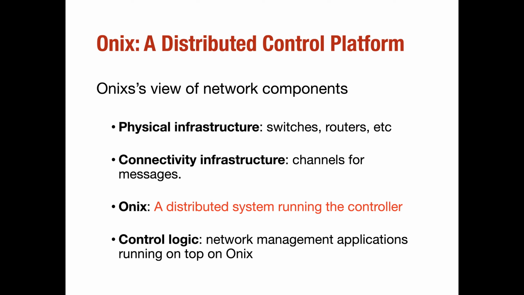So Onyx has this view of network components. We have the physical infrastructure, which is these switches and routers, which I've been calling forwarding elements, but basically we can intuit that as physical infrastructure as well, right? Then it has the connectivity infrastructure, which is the channels for messages. Then it has Onyx, the instance that is a distributed system running the controller. And then it has a control logic, which is the network management application running on top of Onyx, right?